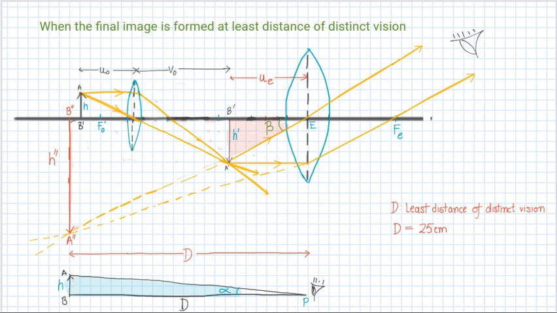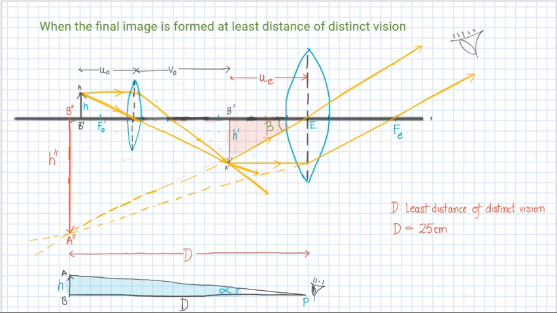Now consider your object AB. Let us suppose it is placed at the least distance of distinct vision from your normal human eye, and it makes an angle of alpha. So the ratio of this angle and this angle will be defined as your magnifying power. Look at this figure, we will need one more thing.